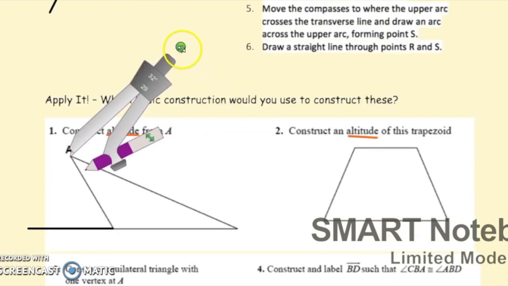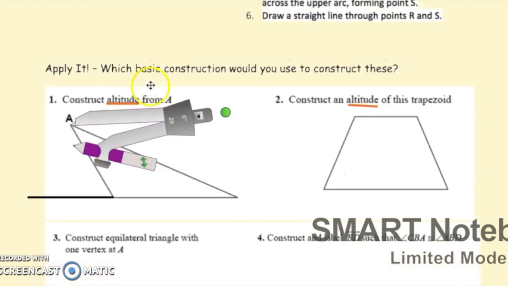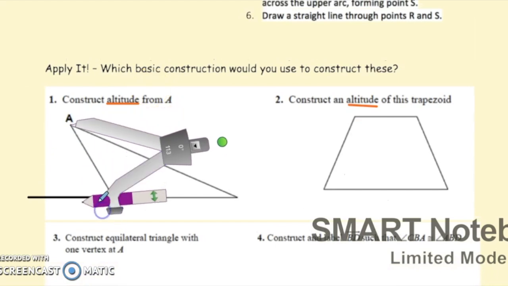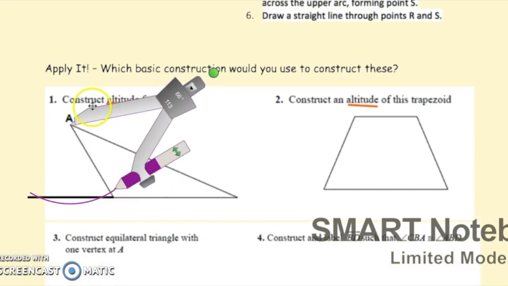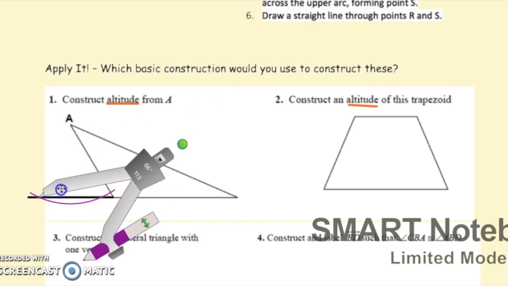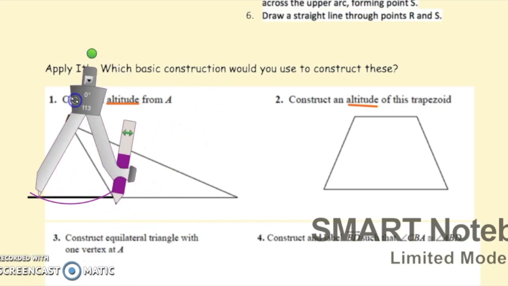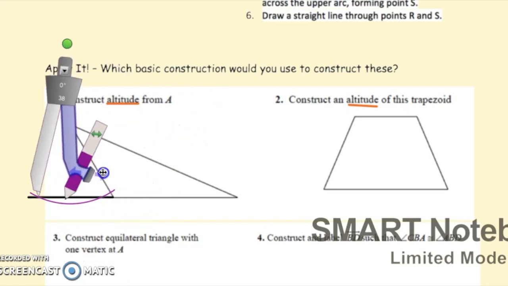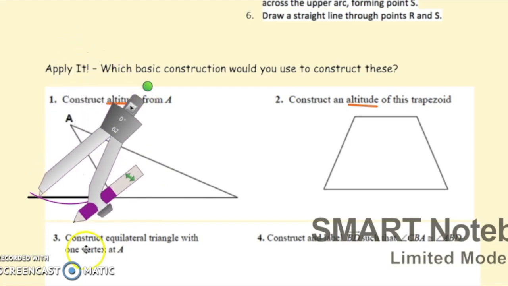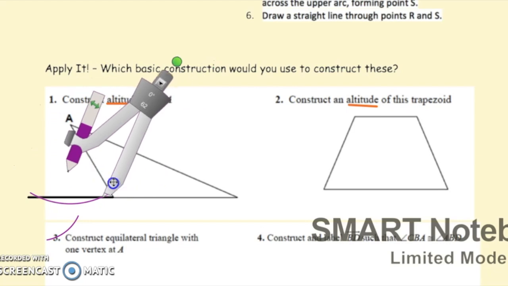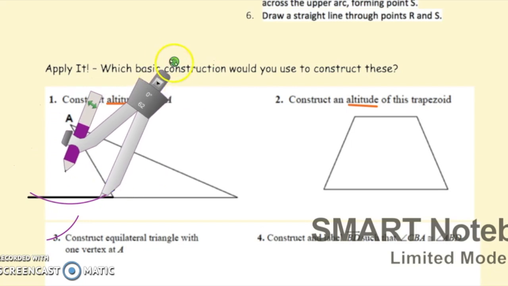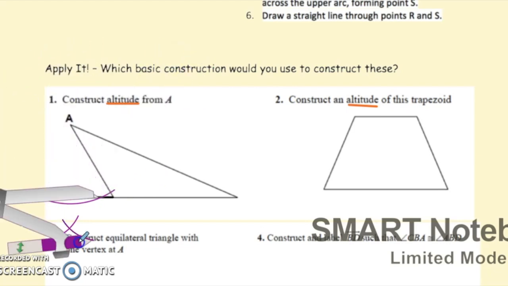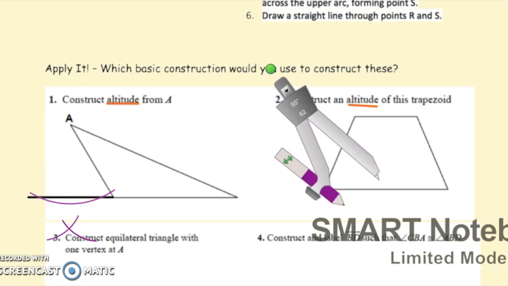Take my compass, and I know perpendicular, so I need some endpoints. So I'm going to pull this down so it goes just past that segment, draw an arc so I get 2 endpoints, and then bisect that segment, right? So open more than halfway, do an arc below, and then flip it around to the other side, and do another arc below to get that intersection. So this would give me my construction of an altitude, and all it really is, is a construction of a perpendicular. So then use your straight edge to connect A through there.